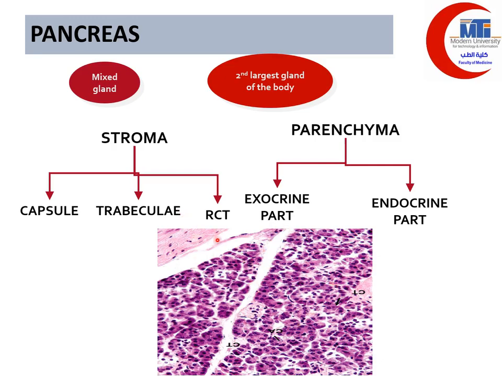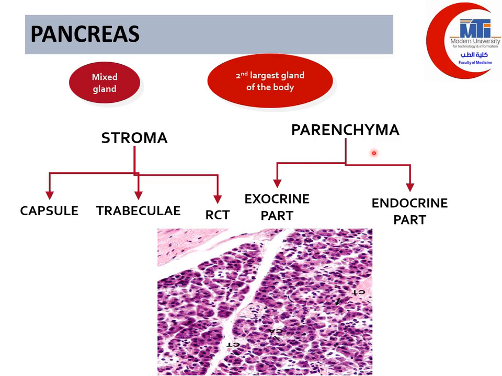Then the reticular network forms the background of the gland, but it is not stained by hematoxylin and eosin. It can be stained with silver to appear brown in color.